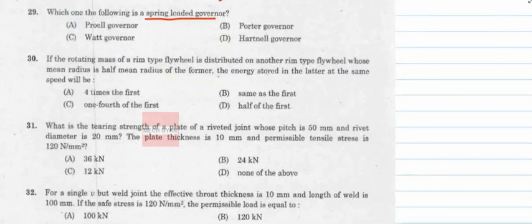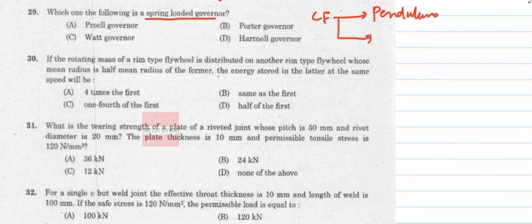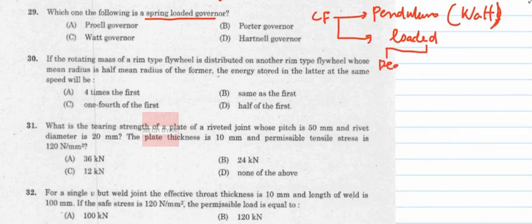Question 29. Which one of the following is a spring-loaded governor? Now, centrifugal governors can be classified into two types: pendulum type and loaded type. Pendulum type example is the Watt governor, the simplest governor. And loaded governors can be classified into two: one is dead weight, another one is spring loaded.